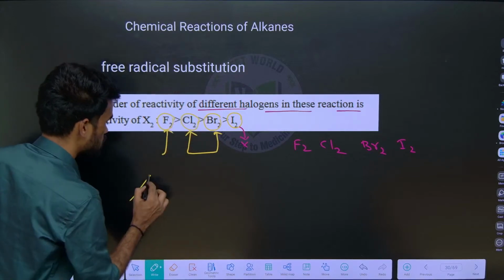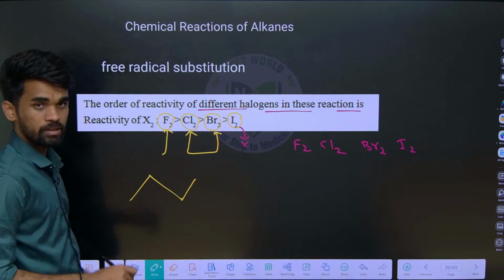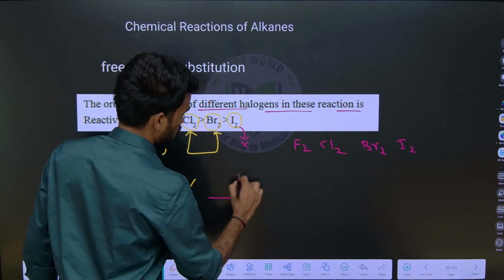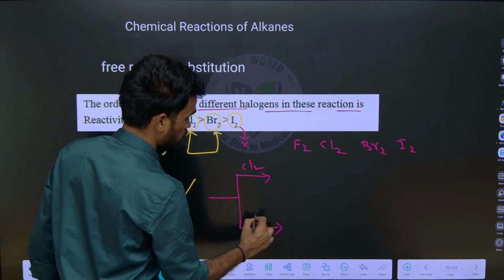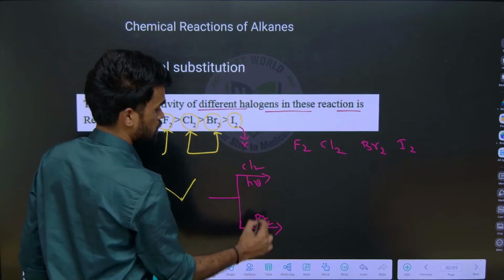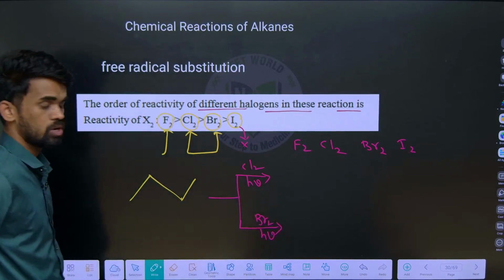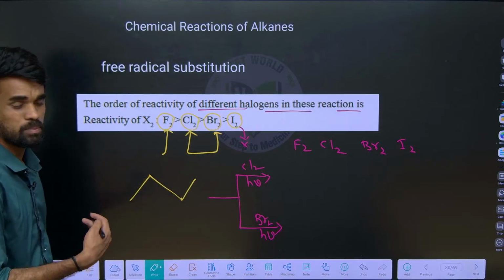So let us take one random alkane. Okay, this is butane. Here it can be done with chlorination and we can also use bromination. The condition is sunlight. Okay, so what are the products possible here? How do we identify the possible products?